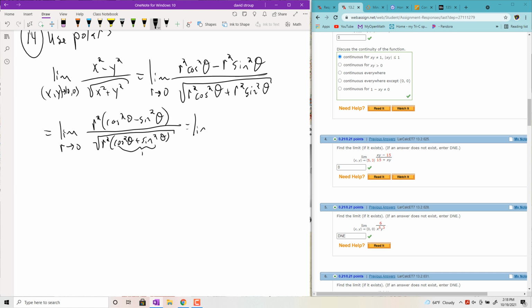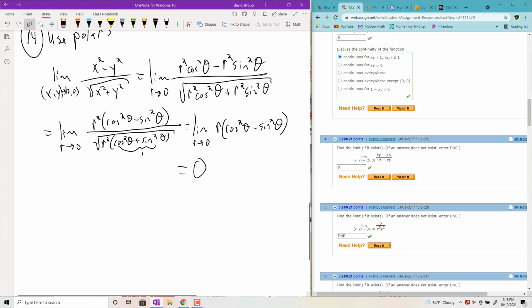So you get the limit as r goes to 0. Taking the square root of r squared, you'll just have r. So it'd be r squared over r, which is just r at the end of the day, times cosine squared theta minus sine squared theta. Regardless of what theta is, if you let r go to 0, that entire thing will be equal to 0. 0 times something is just 0. So at the end of the day, that particular limit is 0.